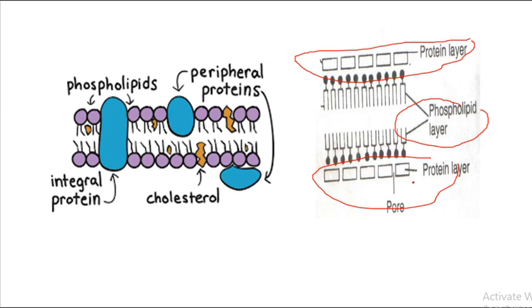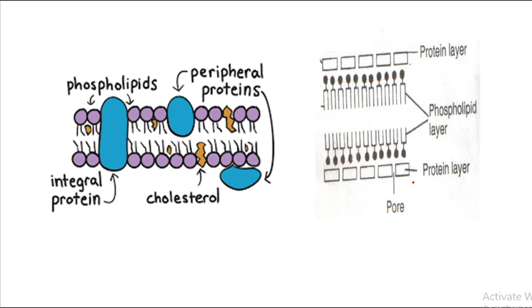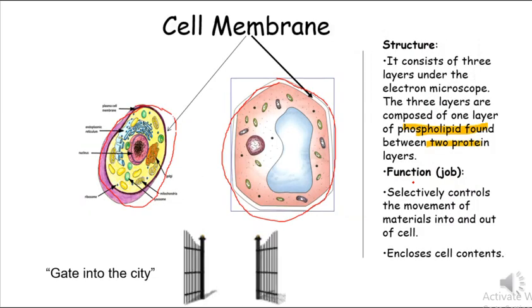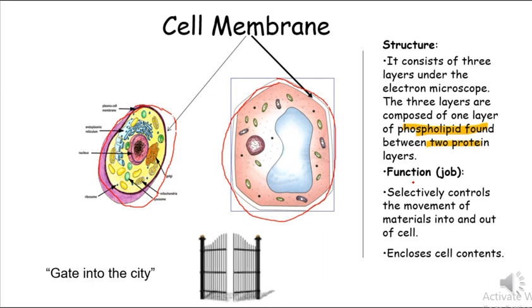And these protein layers and the phospholipid layer are very important because they'll affect the property of the cell membrane. For example, the cell membrane has certain properties. It is sensitive to changes in temperature and pH. That is due to the protein layer, because the proteins are affected by changes in temperature and pH.